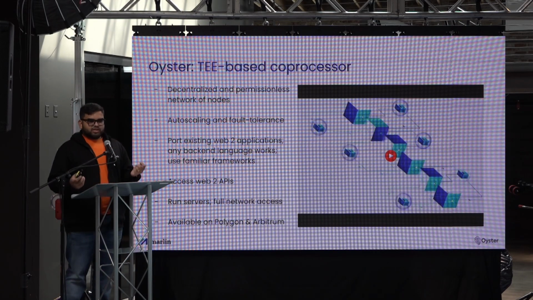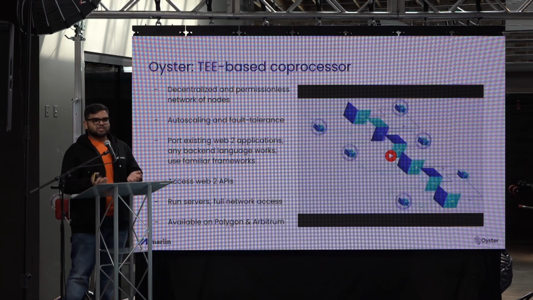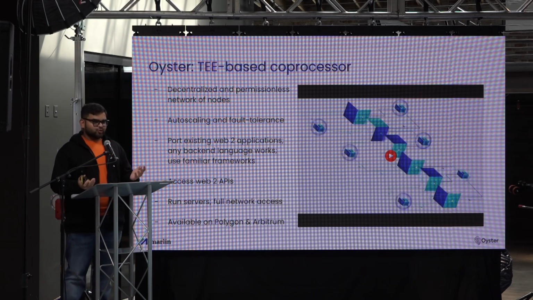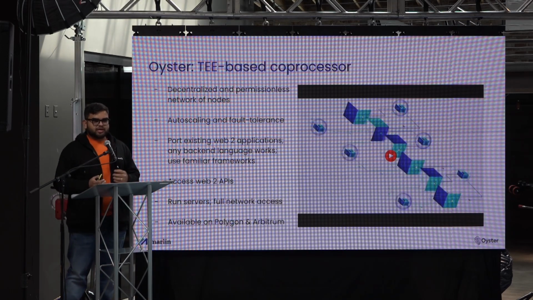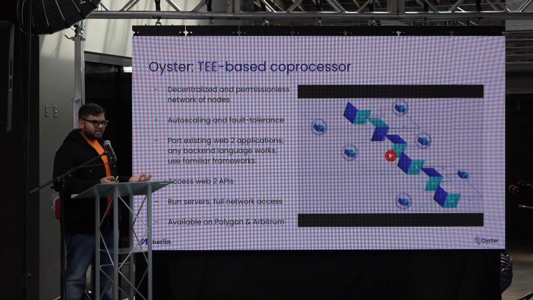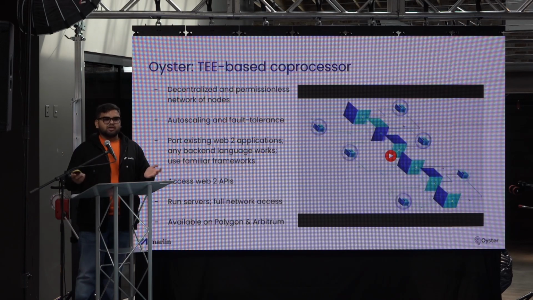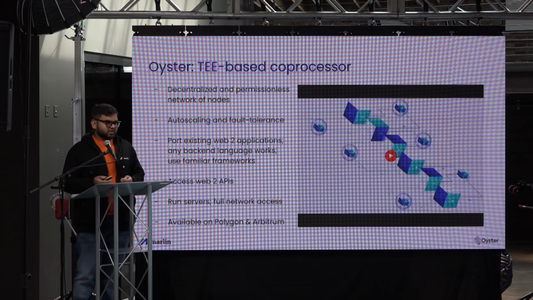And you can work with any language. Like I said earlier, these are pretty much circuit agnostic. If you are a developer who prefers writing code in Rust, just do it, right? You don't have to relearn and do things, right? And yeah, you can access Web 2 APIs. And right now, Oyster is deployed on both Arbitrum and Polygon. But yeah, we are pretty much chain agnostic as well. We can pretty much scale to all the chains, and we are circuit agnostic as well.